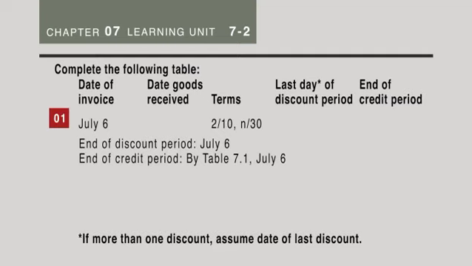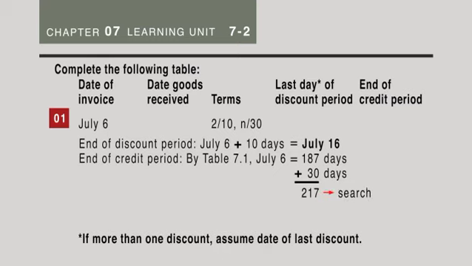So in number 1, we say, okay, what is 10 days from July 6? It's July 16th would be the end of the discount period. Now again, you should be using the days in the year chart in your chapter or in your business math handbook. So you could find out that the end of a credit period, we look up in this case July 6th equals 187 days. And we're talking that we're extending out the terms of up to 30 days for the end of the credit period is 217th day. If you search into the table, you would get the end date to be August 5th.